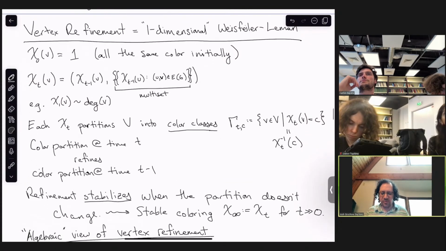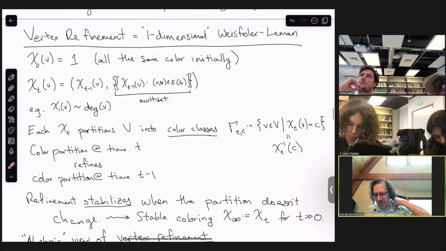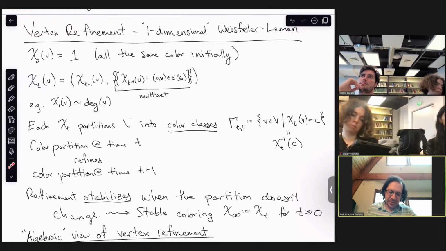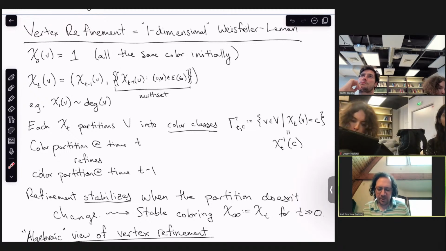Now we come to formalizing a little bit what we just did. The idea here is what's called vertex refinement, which is a one-dimensional version of Weisfeiler-Leman. The Weisfeiler-Leman algorithm is actually a family of algorithms parametrized by a dimension. We're going to color the vertices. Initially, I'm going to give them all the same color. I just call it 1, I just need a name for it. And then I'm going to refine the coloring.